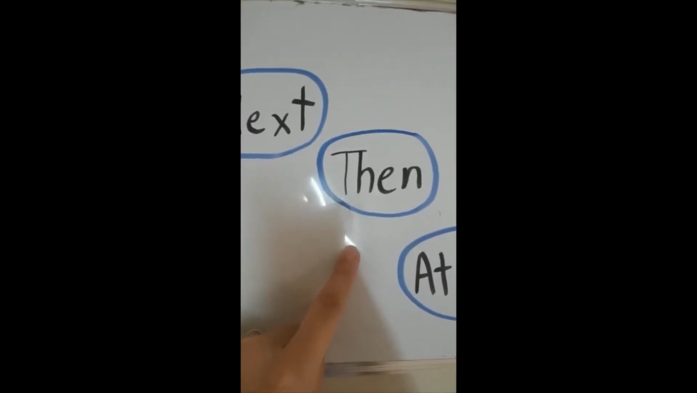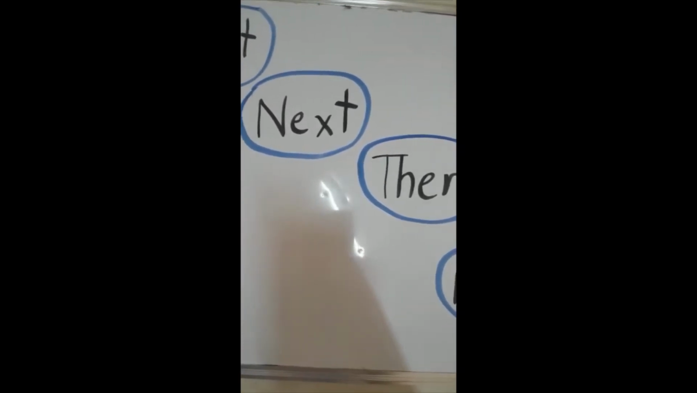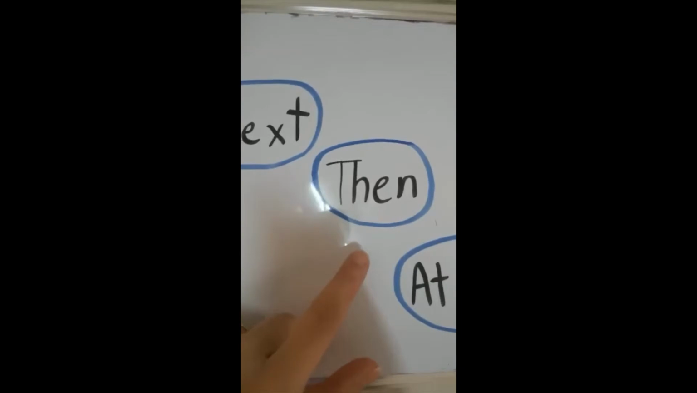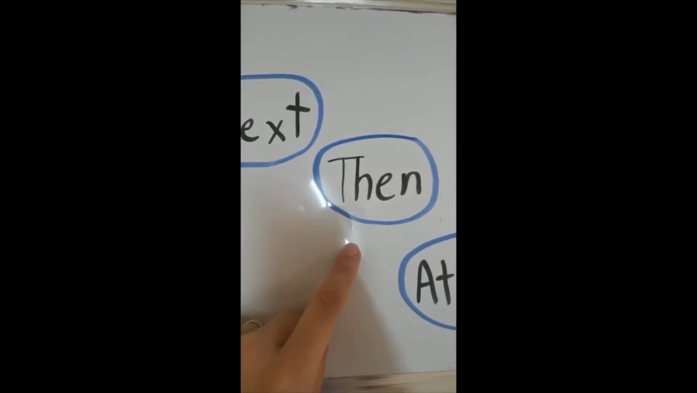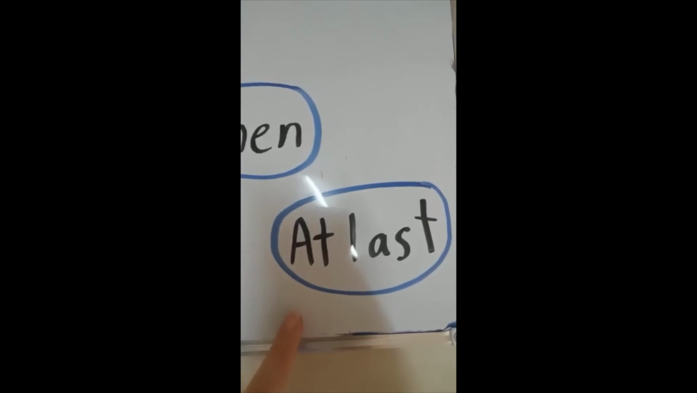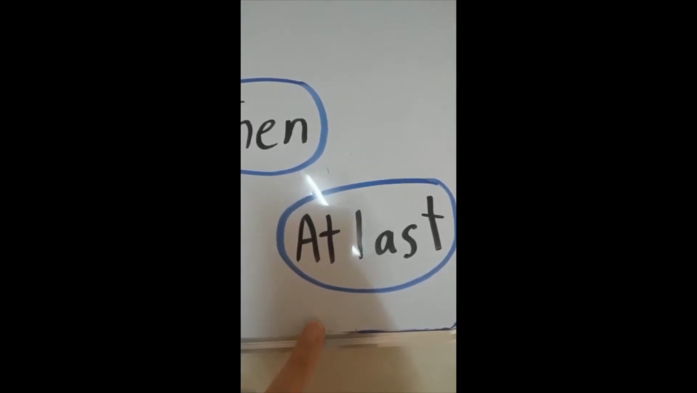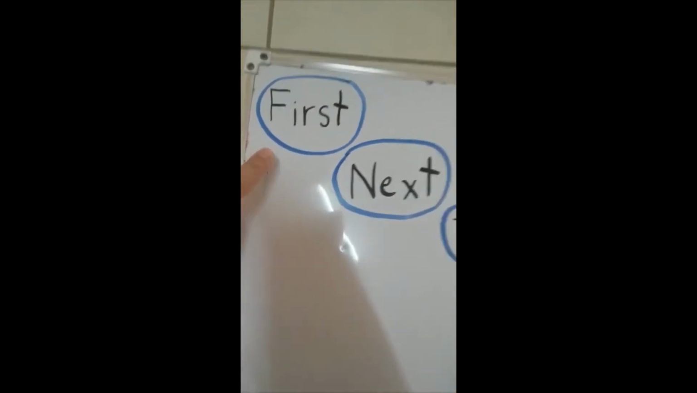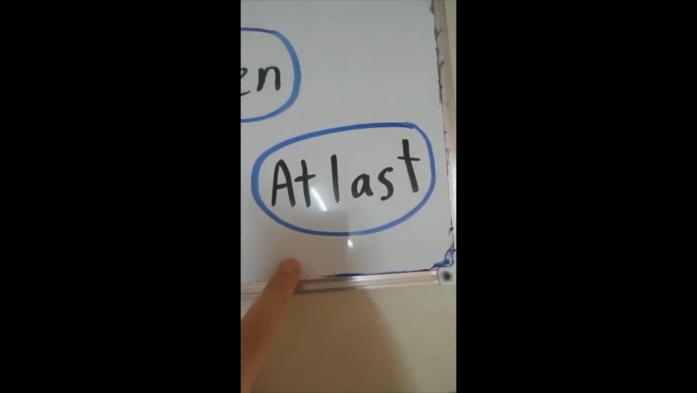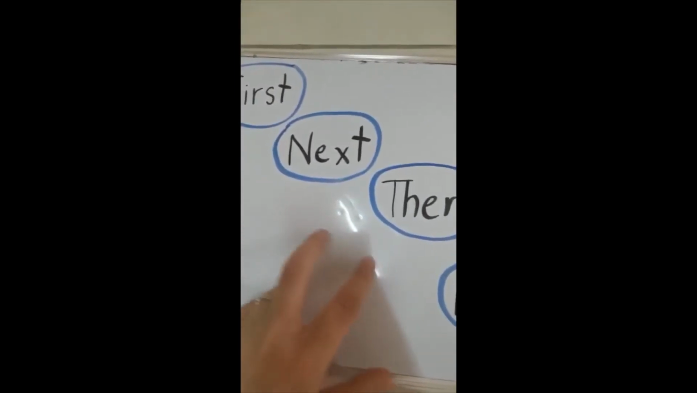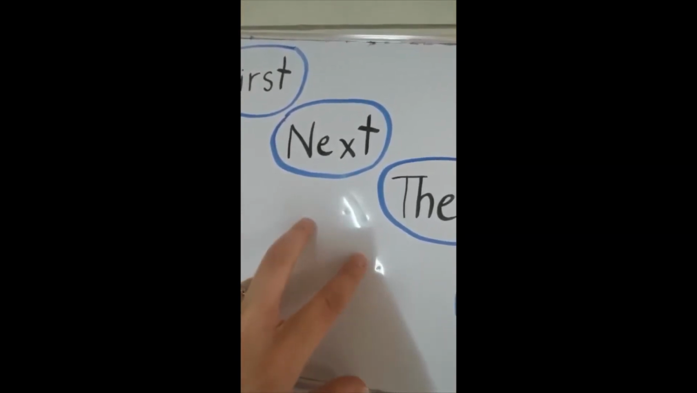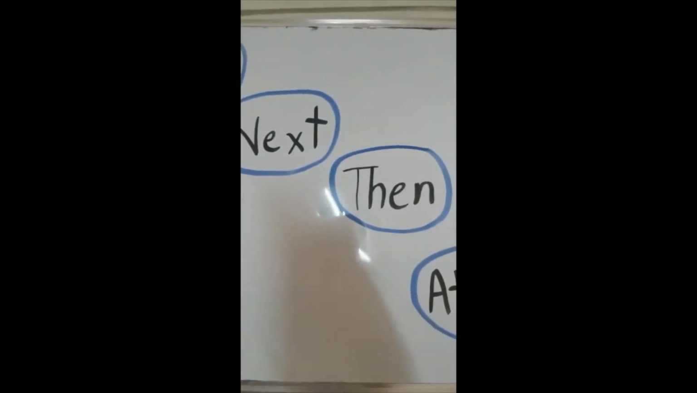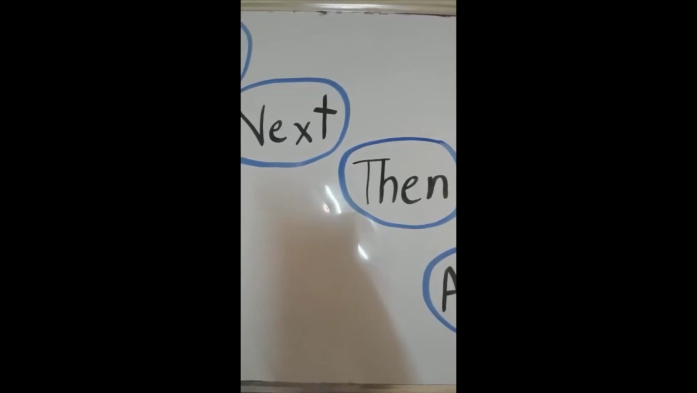Then, after next, we have then. If we have more than one thing that's happening in the story, we can add next and then. At the end, we can write at last. What happened at last? So we begin with first and we end with at last. And in the middle of the story, if we have more than one event, we write next and then. Okay? Is that okay?